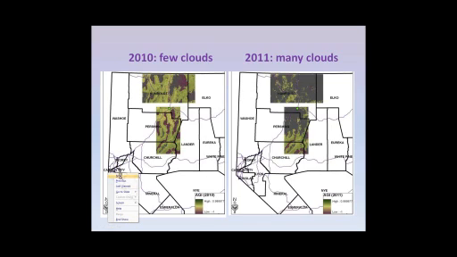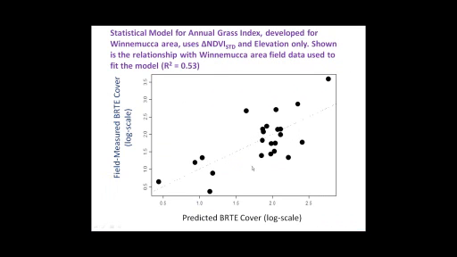So we've got a long ways to go on this. The training data, this is the predicted cover from the training data. This is the field measured cover. This is the predicted cover from his model. And it's not as pretty as Bruce's, but it's pretty good.